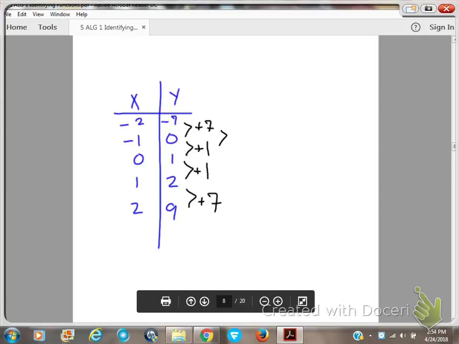To get from 7 to 1, you actually have to subtract 6, so we'll say minus 6. To get from 1 to 1, you're not going anything, so we'll say plus 0. And then to get from 1 to 7, you have to add 6. Second time around, not the same number, so do it one more time.